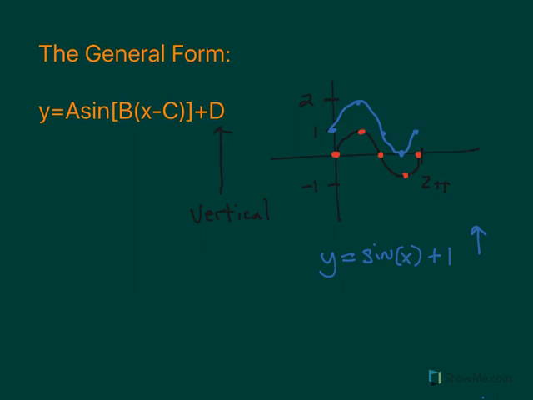And notice it also shifts that midline up 1. So if you're looking at this graph, you should also notice that the midline is shifted off of the x-axis. Everything went up 1 unit off the x-axis. So that's going to be your vertical shift.